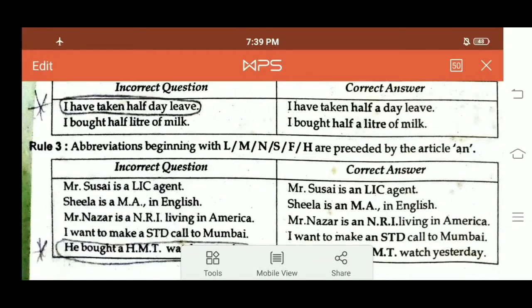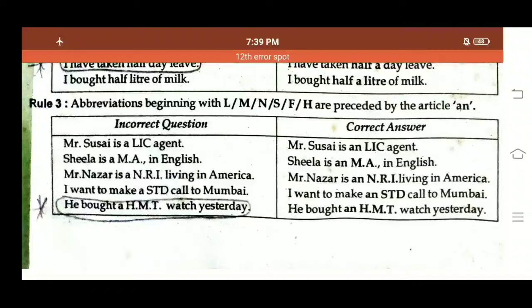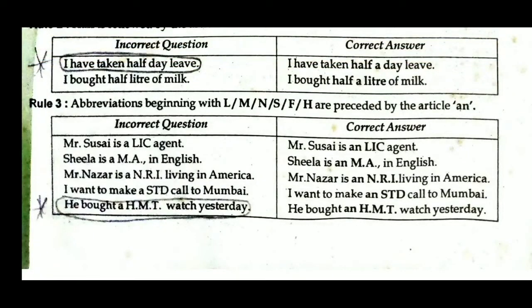I want to make a STD call to Mumbai. The correct answer is I want to make an STD call to Mumbai. The last one: he bought a HMT watch yesterday. That is incorrect. He bought an HMT watch yesterday is the correct answer. The rule is abbreviations beginning with L, M, N, S, F, H are preceded by the article an.